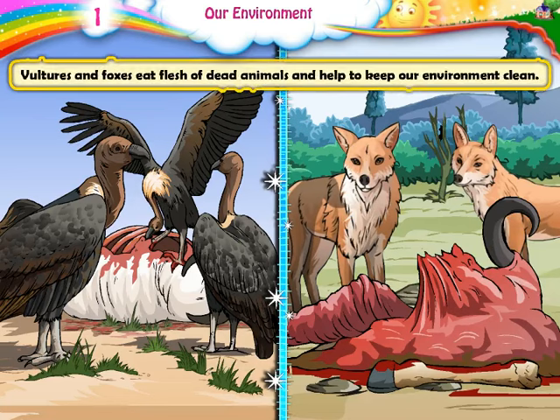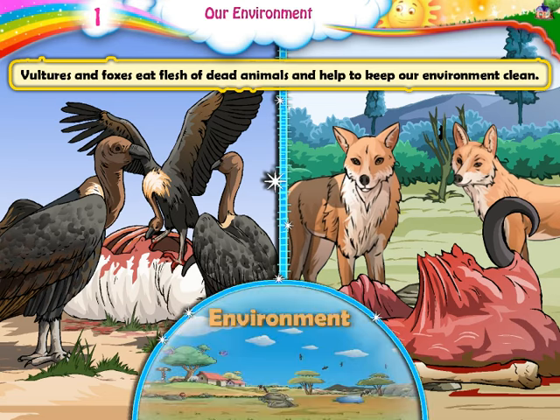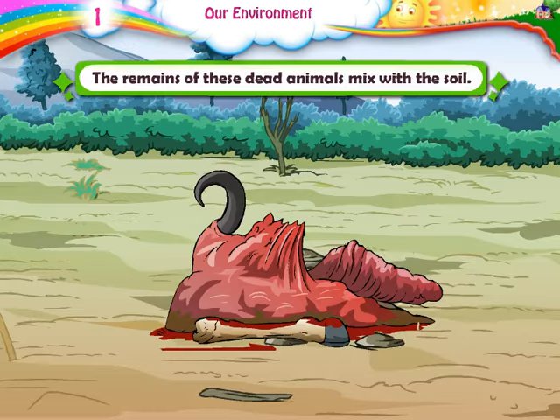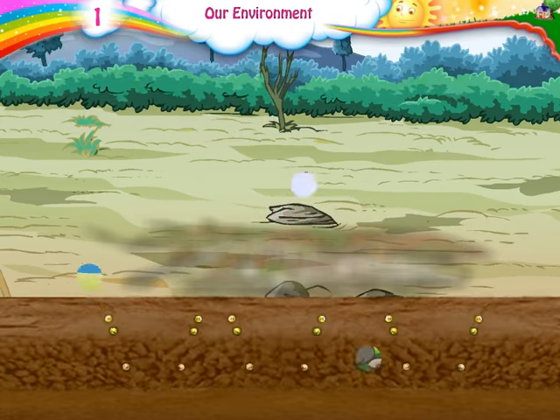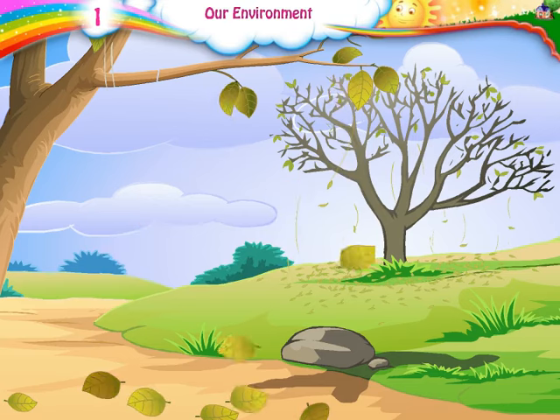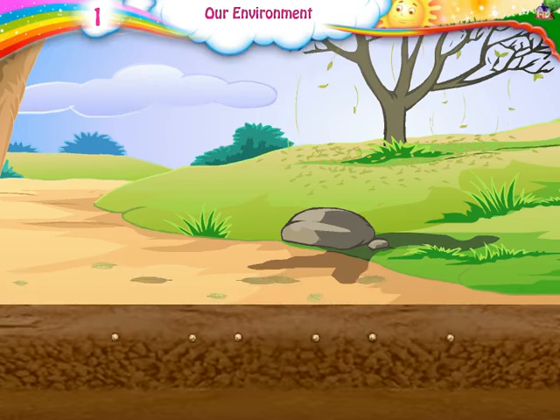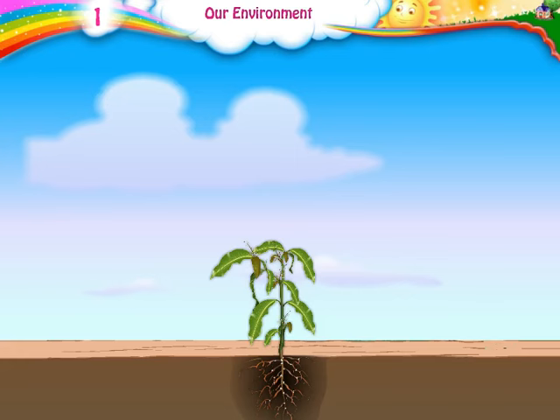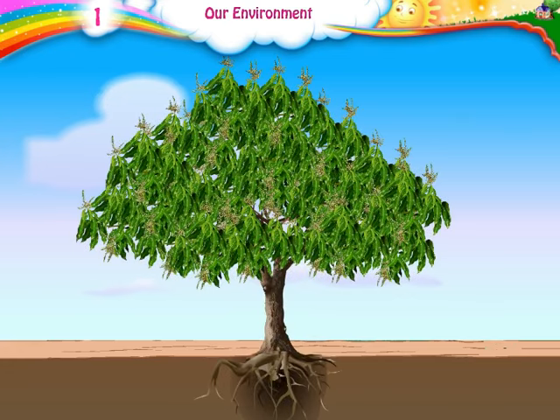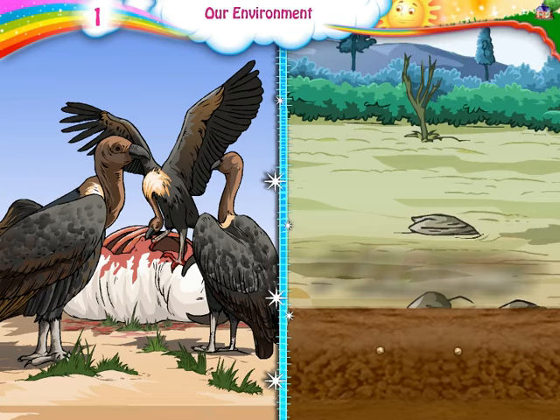Vultures and foxes eat flesh of dead animals and help to keep our environment clean. The remains of these dead animals mix with the soil. Even fallen leaves of trees decompose and mix with the soil. This increases the fertility of the soil. Fertile soil helps the plants to grow healthy. In this way, living things can bring about a change in non-living things.